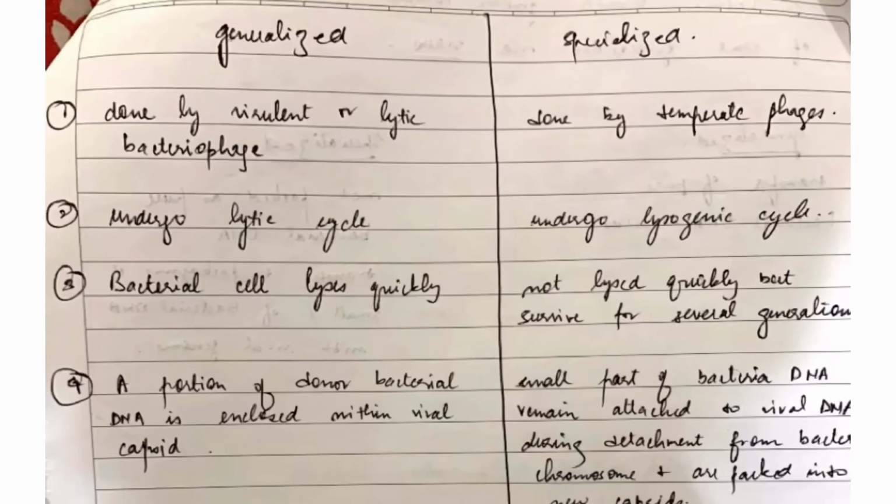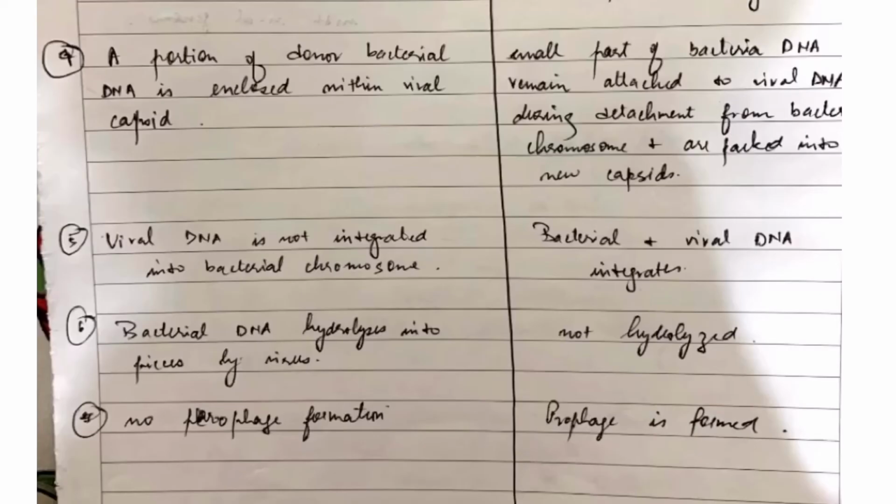To revise the difference between generalized and specialized, I have given the differences between the two in tabular form. Like, the generalized one goes through the lytic cycle and the specialized one undergoes the lysogenic cycle. You can refer to the notes and write down the points. And in the next video, I'll be explaining the lytic cycle and the lysogenic cycle in detail.